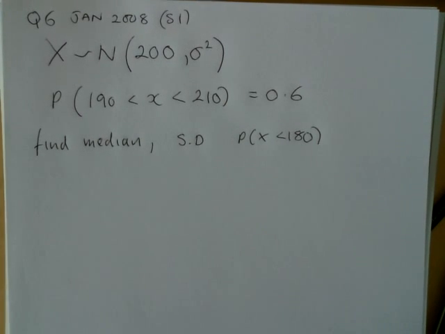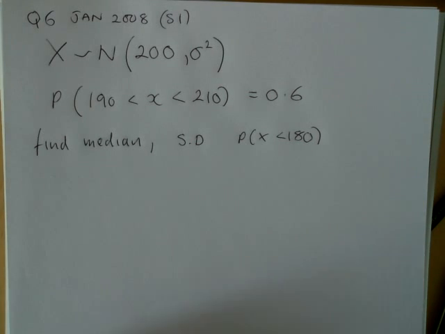Okay, so we're going to do question 6, January 2008 of the S1 paper. We've got some bags of popcorn. They're normally distributed with a mean of 200. We don't know the standard deviation, but we're given the fact that the probability of being between 190 and 210 is 0.6. We're asked to find the median, the standard deviation, and the probability that x is less than 180.